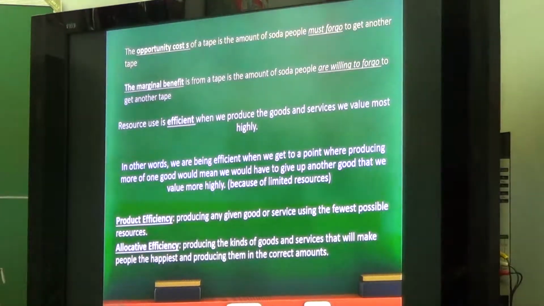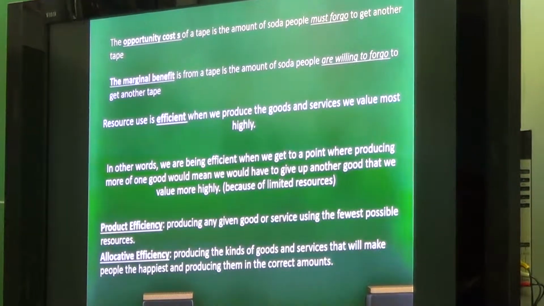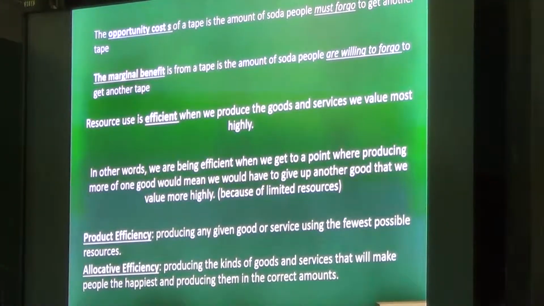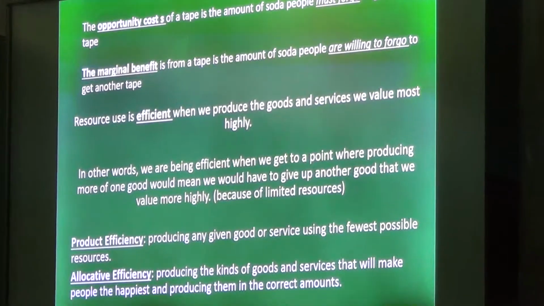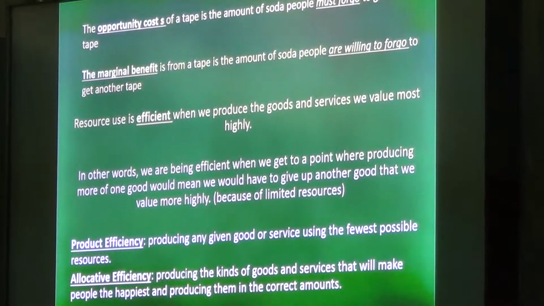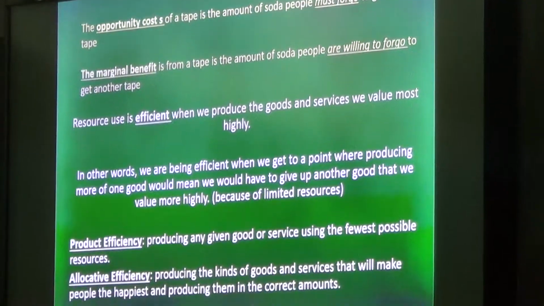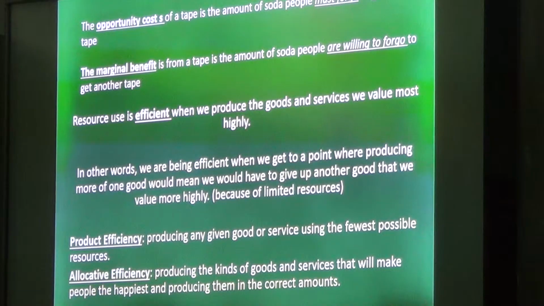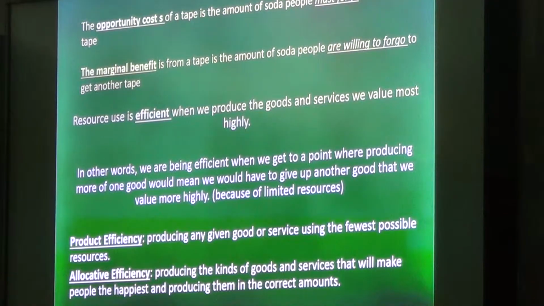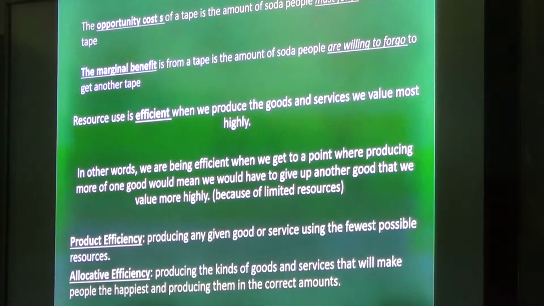Let me open it up again. My corrected version isn't up there. But the benefit is not what we're foregoing, it's what we get because we forewent the other good. So, alright, the marginal benefit from a tape is the amount of soda people are willing to forego to get another tape.